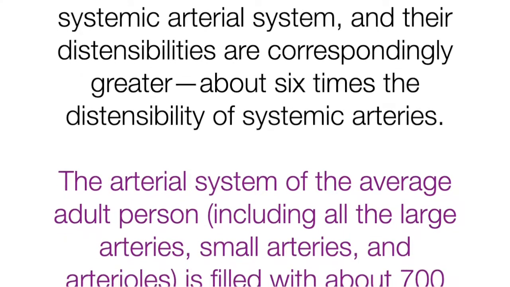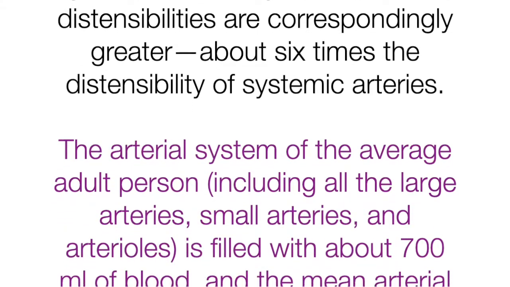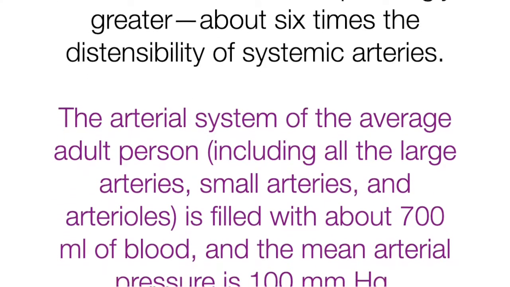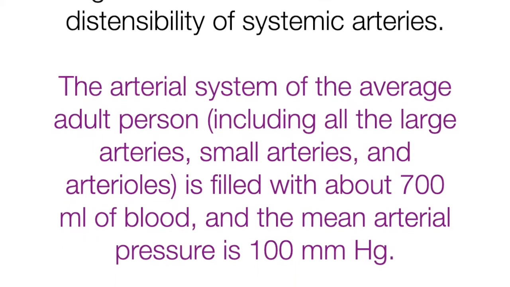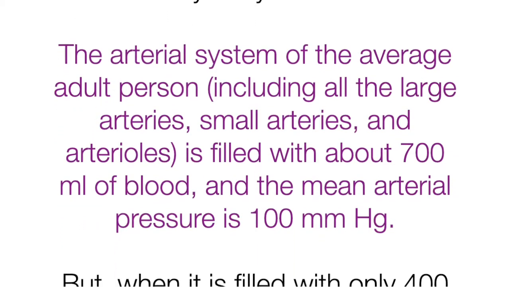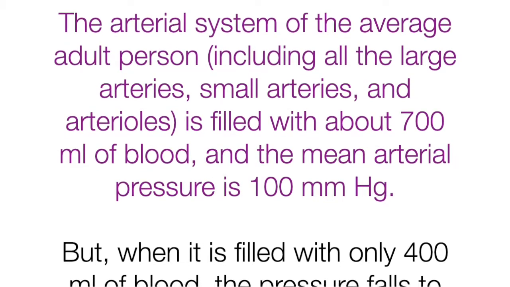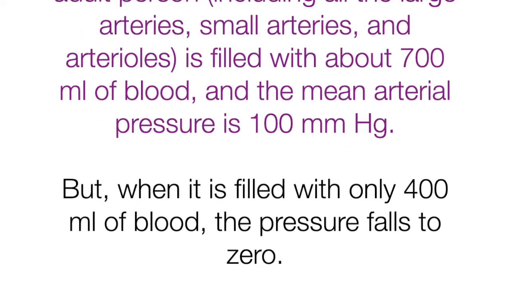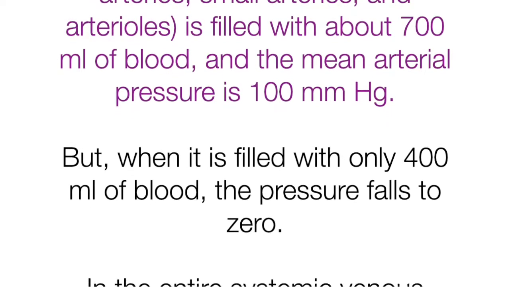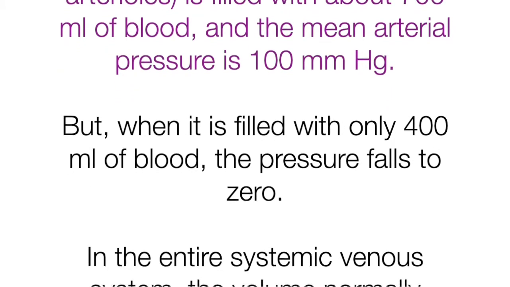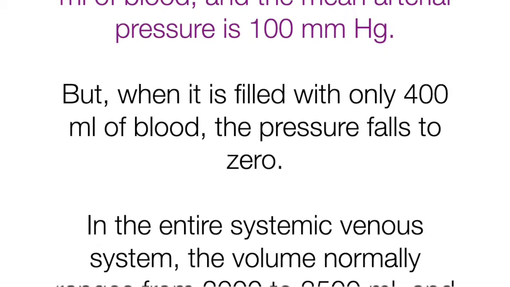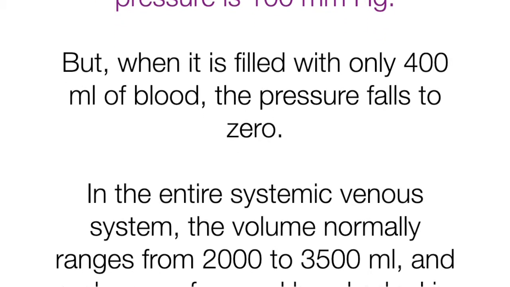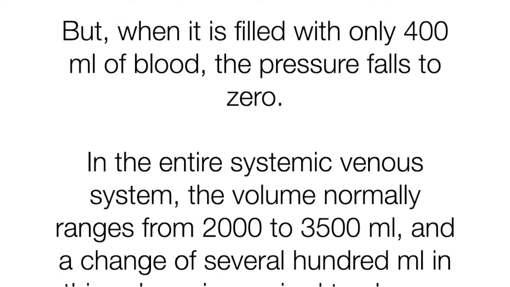The arterial system of the average adult person, including all the large arteries, small arteries, and arterioles, is filled with about 700 ml of blood, and the mean arterial pressure is 100 millimeters of mercury. But when it is filled with only 400 ml of blood, the pressure falls to zero.